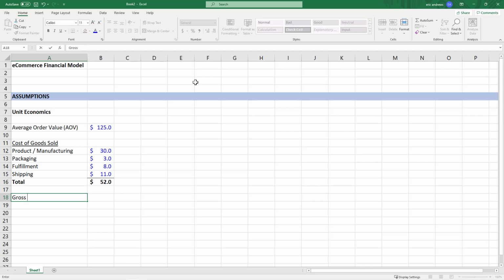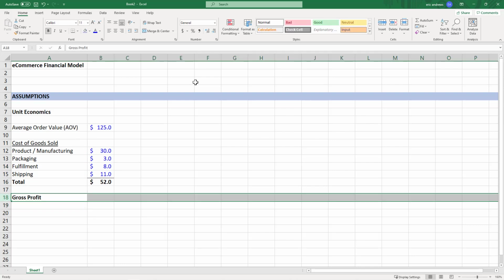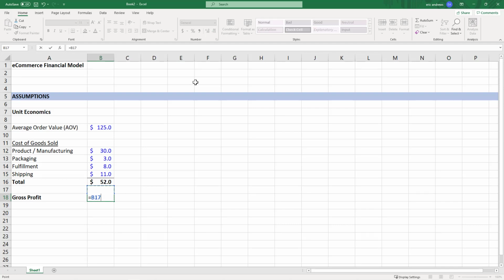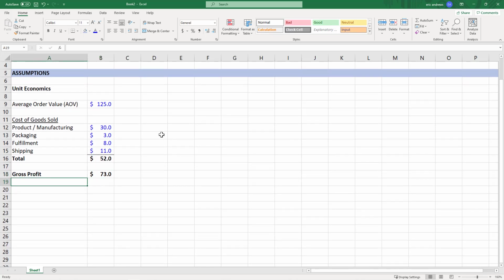And you have something called your gross profit. This is the profitability at the product level. So if you sell your product and then you make it and you ship it to the customer, you have roughly $73 of gross profit. And it's always good to look at this percent because this tells you how much profit your business generates at the product level to basically pay for all of its other expenses.